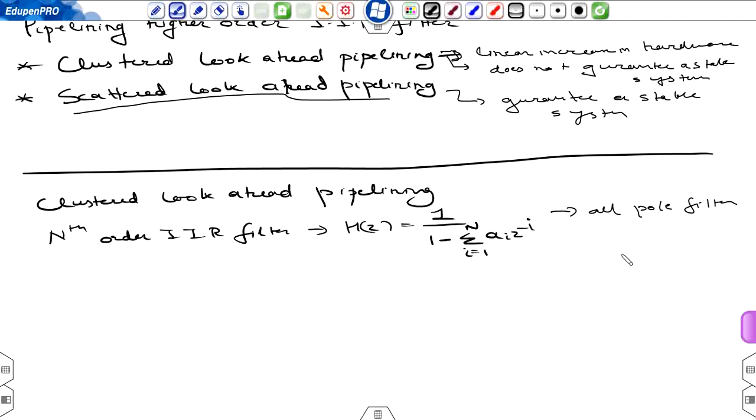I could have also taken a filter like summation i equal to 0 to n minus 1 b_i z to the minus i divided by 1 minus summation i equal to 1 to n a_i z to the minus i. So this is also an nth order filter. But I am taking the first one; all the discussions and derivations are valid for this also.